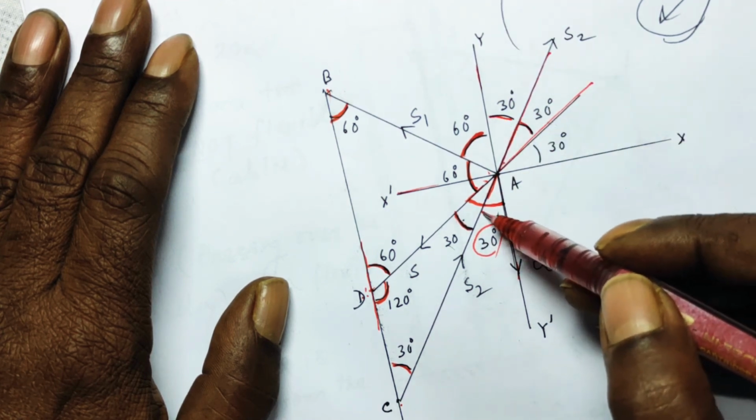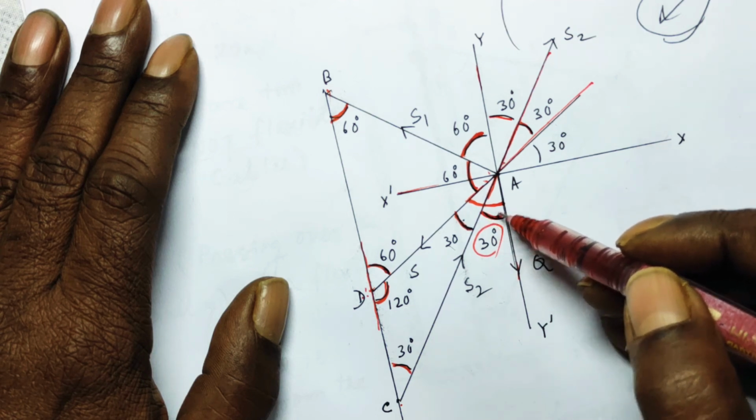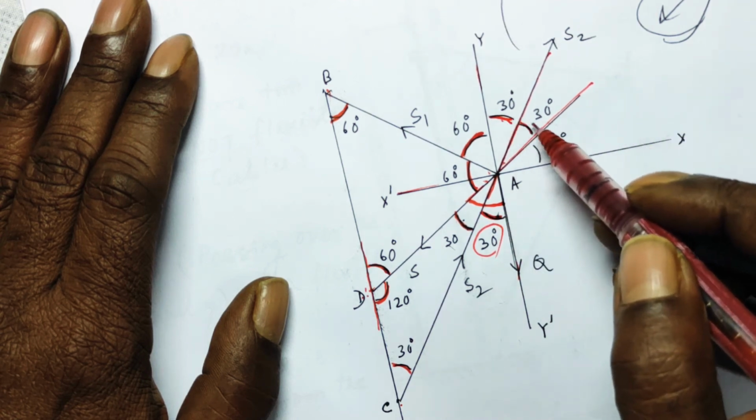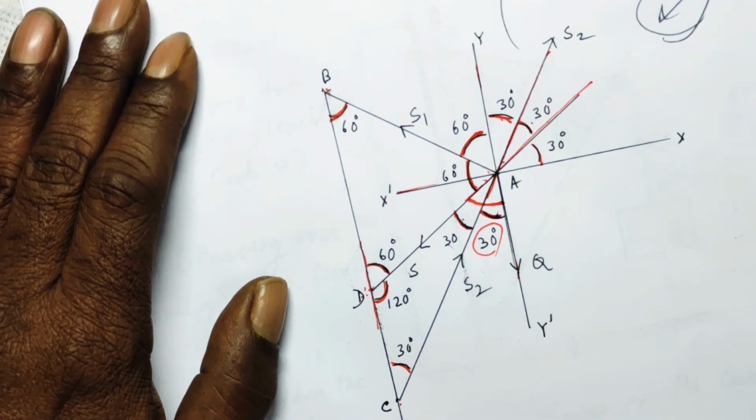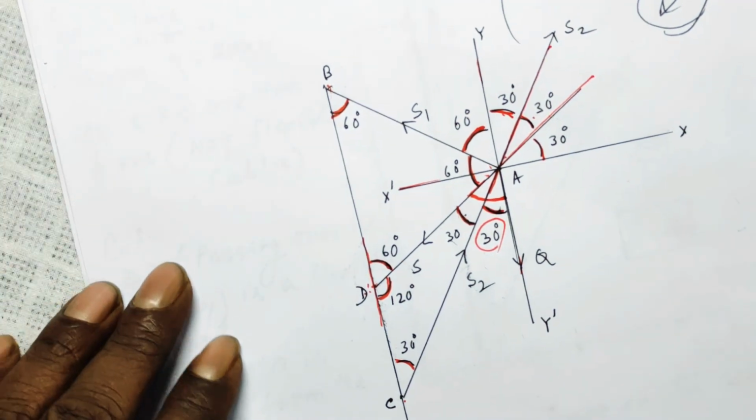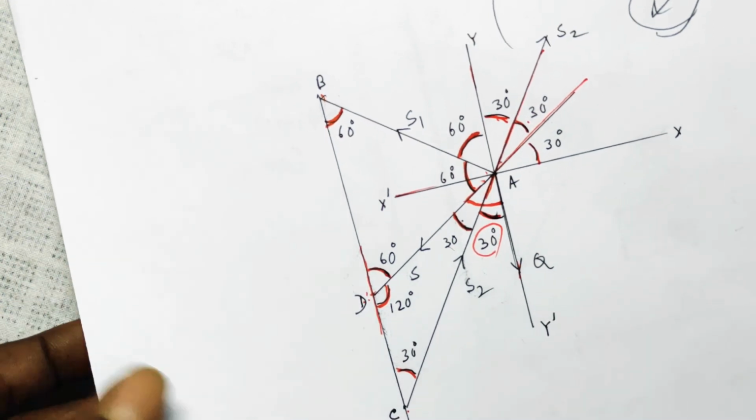This angle is vertically opposite to this. This we just calculated as 30. Therefore this is 30, 30, 30. So we are left with 30 here. So all the angles are known. So now the free body diagram is very simple.